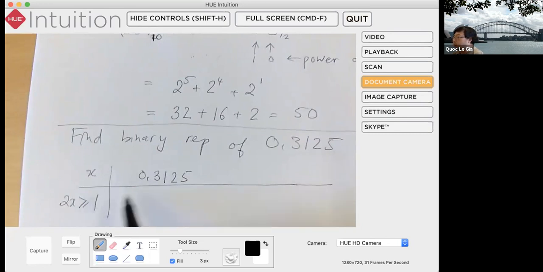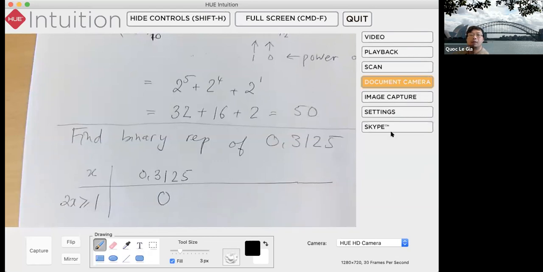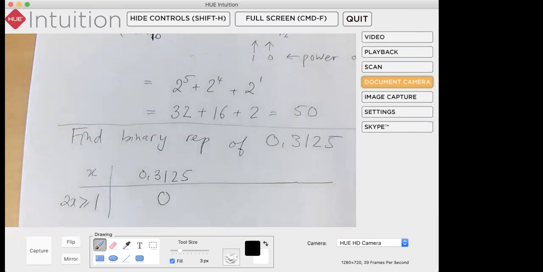So now it's a logical 0 or 1, yeah? So 2x is 0.62 something, yeah? So then definitely still less than 1, so you put in 0, okay? So any question so far? So no question, yeah? So now, you write the results.